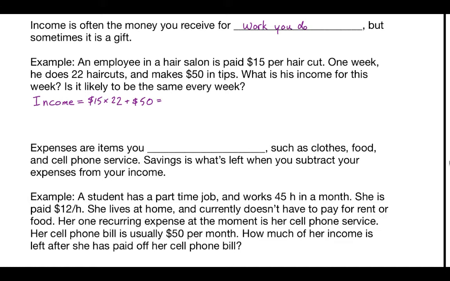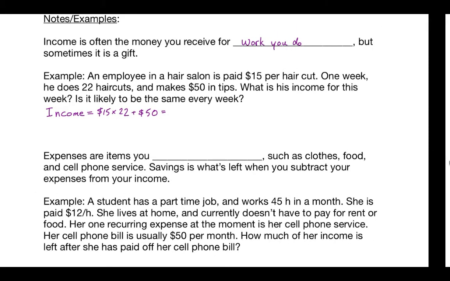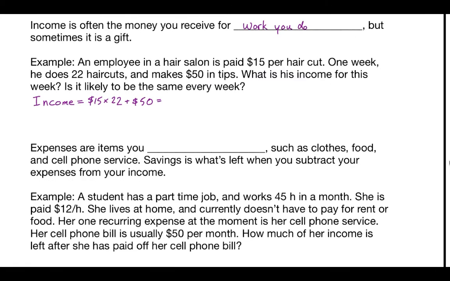So $15 times 22. I can either do that on a calculator or just a real quick mental math way of doing this. You can say, well, 15 times 2 is 30. 15 times 20 is 300. So that would give a total of $330. So that's the first part of the pay. The other part of the pay is from tips. So there's another $50 there, and so the total amount of pay or income is $380.